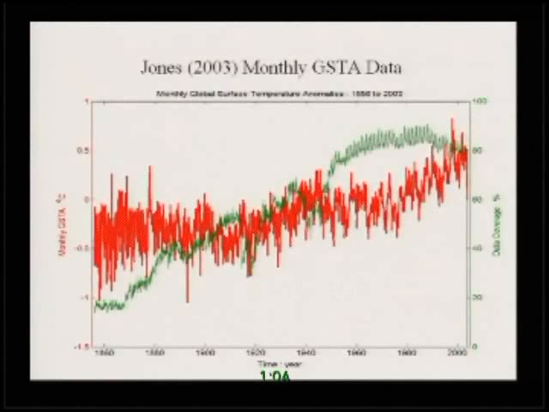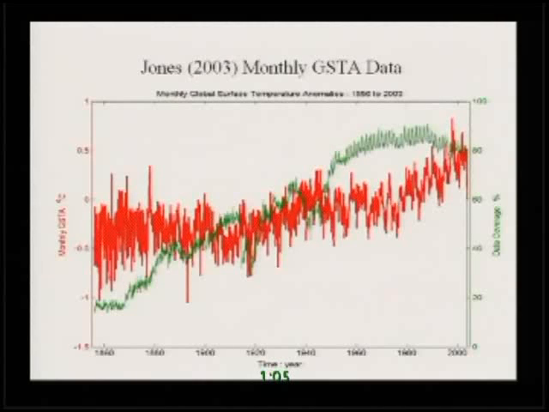So this line, green to us and red to them. The red line is actually the monthly data. The green line you refer to is the line indicating how dense the data is, how many data you put in.